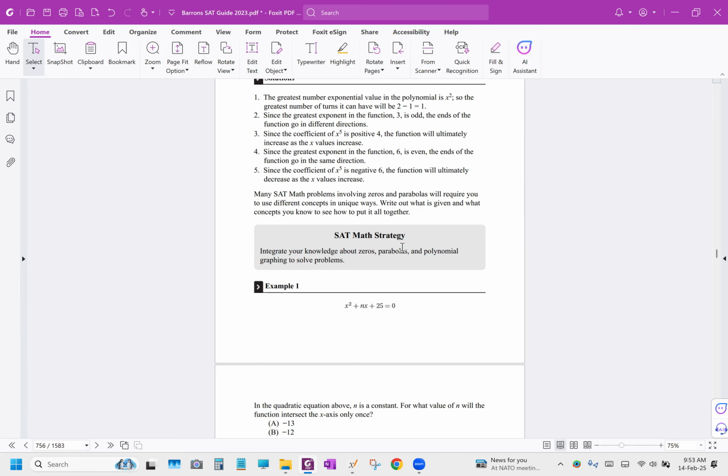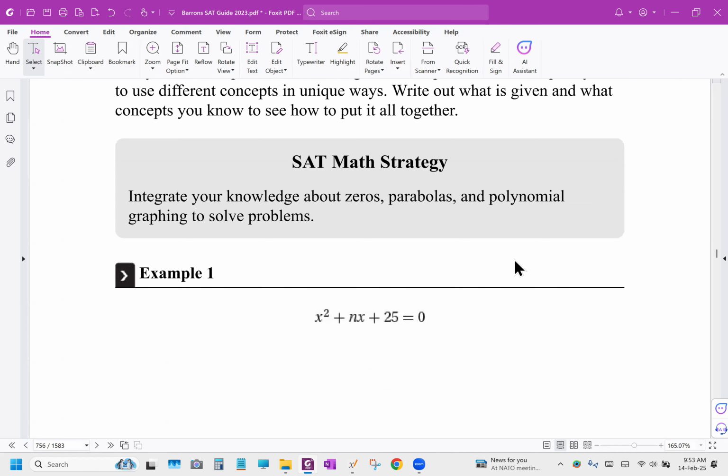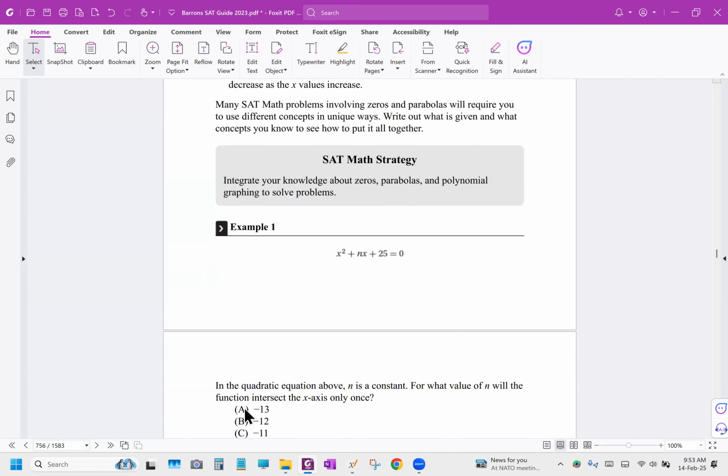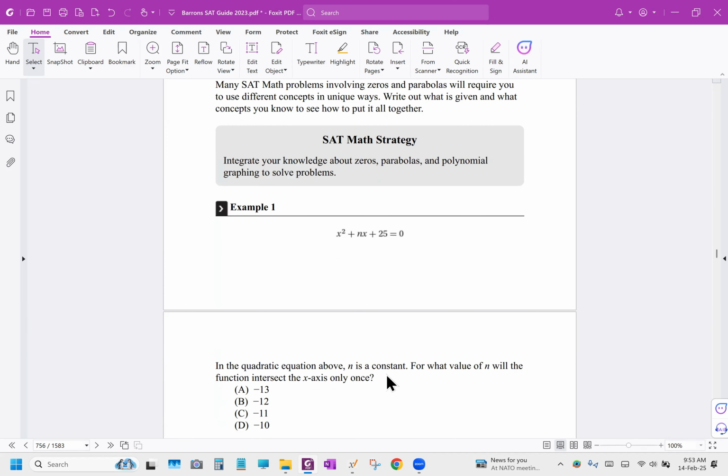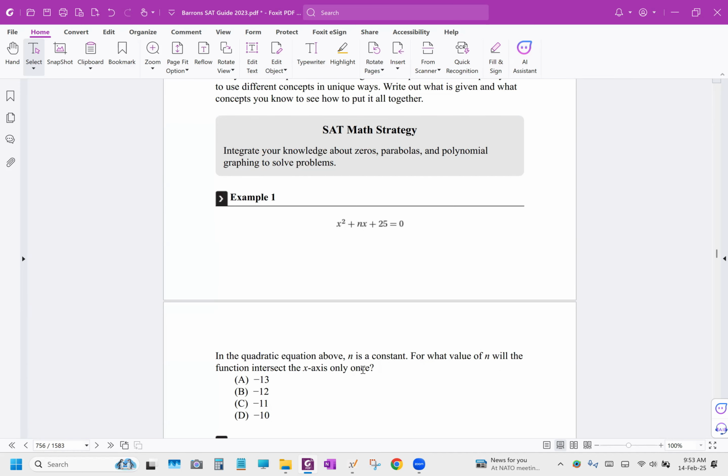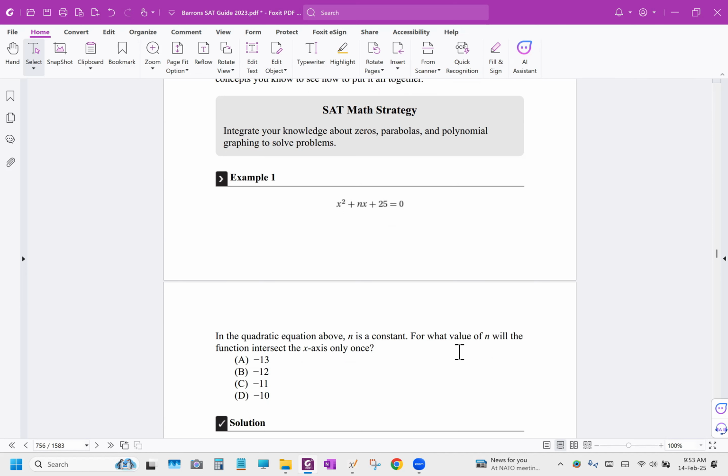So, set math strategy: integrate your knowledge about zeros, parabolas, and polynomial graphing to solve problems. Example 1: in the quadratic equation above, n is a constant. For what value of n will the function intersect the x-axis only once? Only once. In the quadratic equation above, n is a constant. For what value of n will the function intersect the x-axis only once?